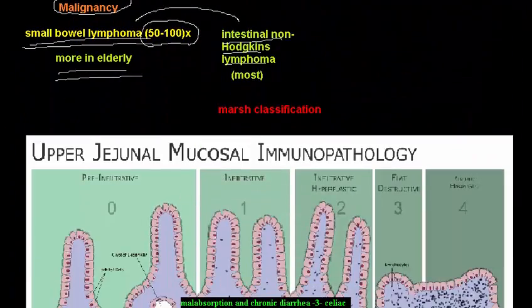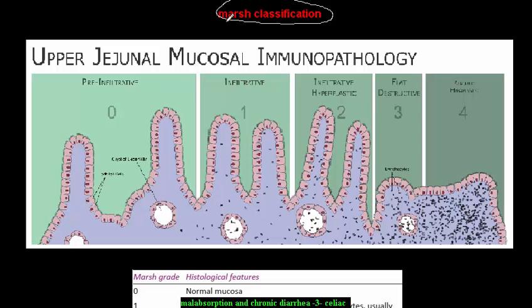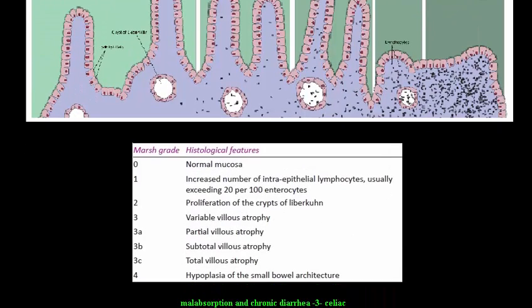Now let's move to the Marsh classification, or the histological classification of celiac disease. We classify the celiac disease histology according to what we call Marsh classification into actually 4 grades. In the grade 1 you have normal mucosa. Okay, no problem. I'm sorry, this is grade 0. In grade 1 you have increased number of intraepithelial lymphocytes, so it's an immunological reaction. So first thing to happen, or the first grade, is to have increased intraepithelial lymphocytes, usually exceeds 20 lymphocytes per 100 enterocytes. Okay, this is grade 1. After that, in grade 2 you have proliferation of crypts of Lieberkühn.